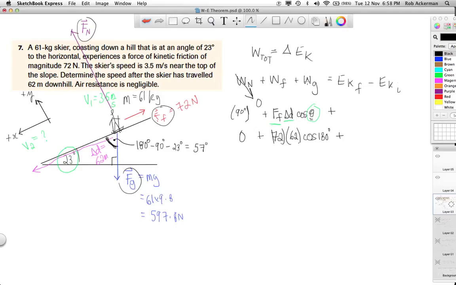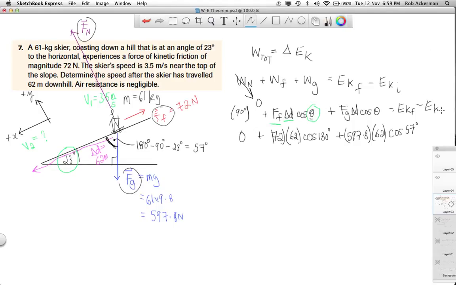So what I'm going to put in here for work done by gravity is force of gravity, delta D, cosine of theta. Once again, not the angle of inclination of the hill. That's the knee-jerk reaction to putting in theta. The rule is the angle between the force and the displacement, which we just saw was 57. So what is Fg? Fg, of course, is mg, which we already calculated, by the way. So maybe I'll just write that in, 597.8. What's the displacement? Same, 62 meters. Cosine of 57 degrees. All of this is supposed to be equal to Ek final, I've run out of room here, minus Ek initial. So all of this is equal to Ek final minus Ek initial.